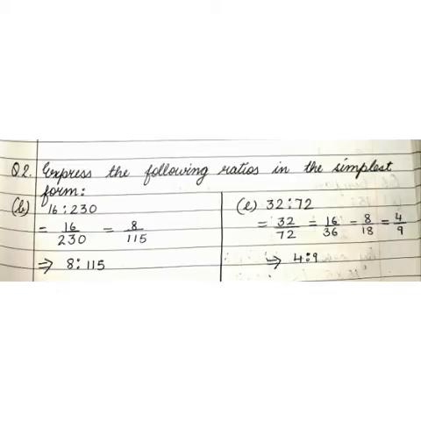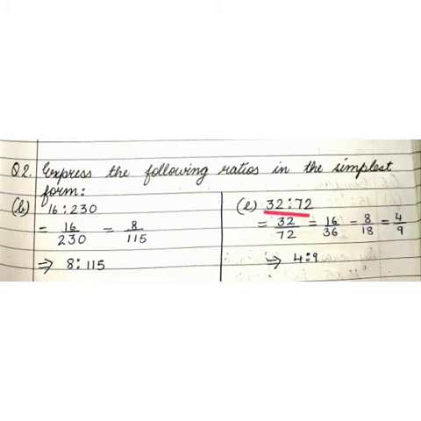Now taking question number 2, express the following ratios in the simplest form. We are taking its B part. 16 is to 230. First writing in the form of a fraction, 16 upon 230. Now I am cancelling it with table of 2. 2 8s are 16 and 2 115s are 230. Now I cannot reduce it any further, so this ratio, that is 8 is to 115, is in the simplest form.